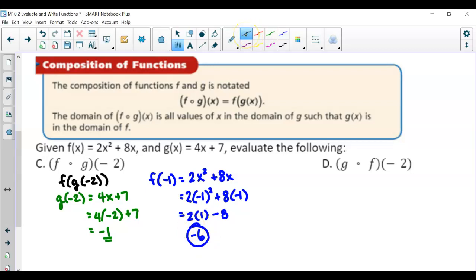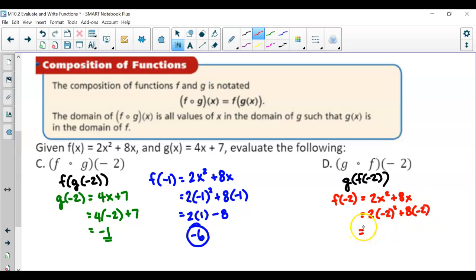So again, if you need to rewrite this, this is now g of f of -2. Now notice we're going to start with inside, which is f of -2, which is equal to 2x squared plus 8x. Or simplify, so this is 2 times -2 squared plus 8 times -2. Now here you end up with a value of -8.